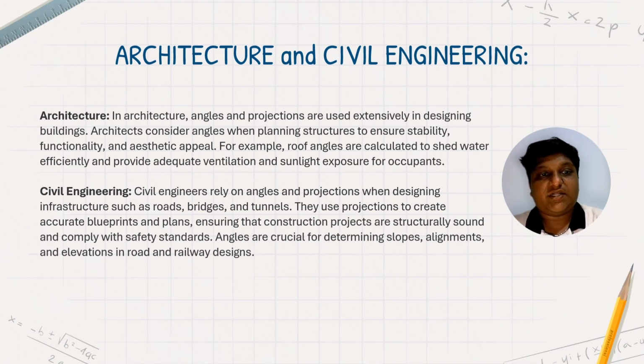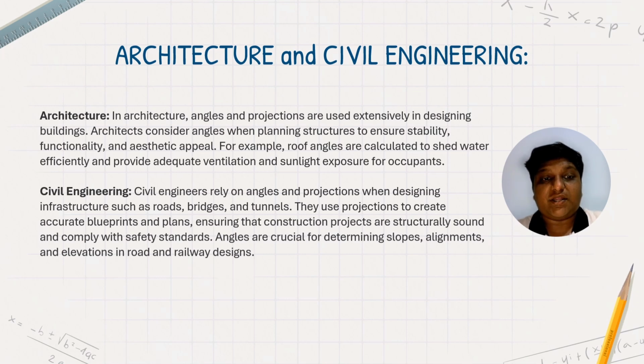Architecture and civil engineering. These two are some of the main applications of angles and projections. In architecture, angles and projections are used extensively in designing buildings. Architects consider angles when planning structures to ensure stability, functionality, and aesthetic appeal. For example, roof angles are calculated to shed water efficiently and provide adequate ventilation and sunlight exposure for occupants.